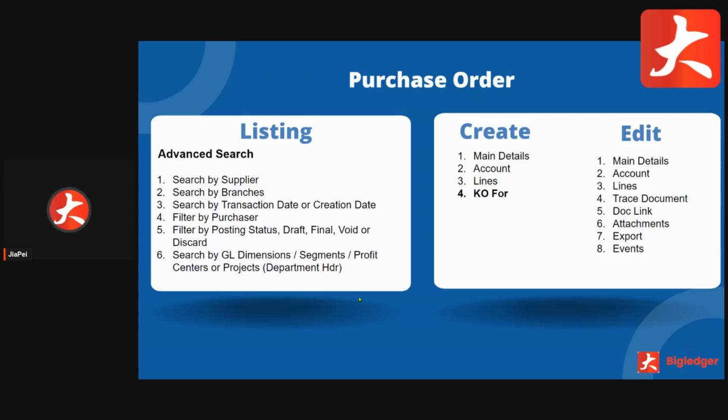You can attach external information in the attachment tab. You can export the PO to PDF or to a different format. And you can view the purchase order events. So who created the transaction, and who updated the information, you can view in the events.